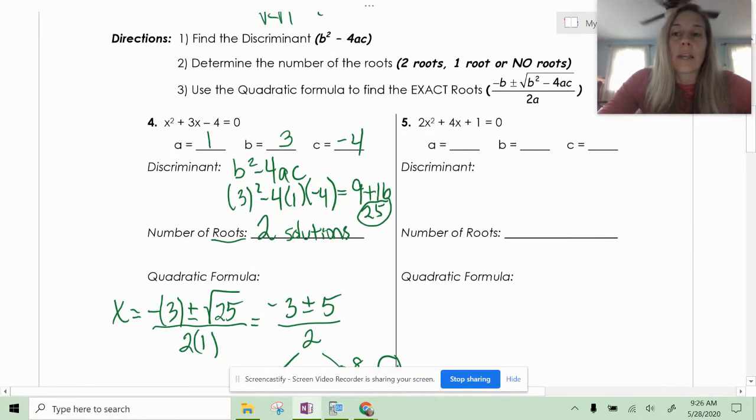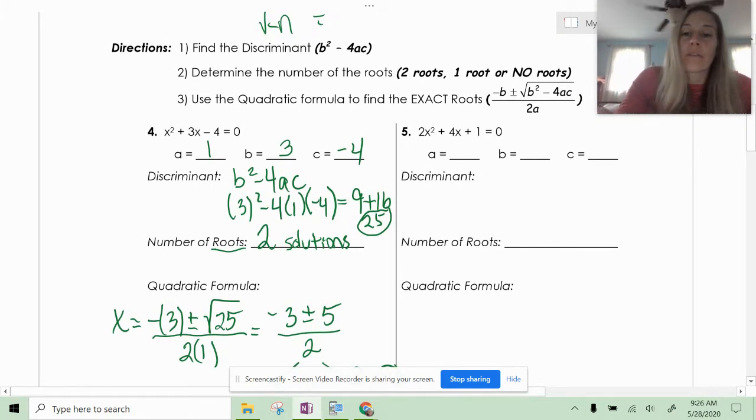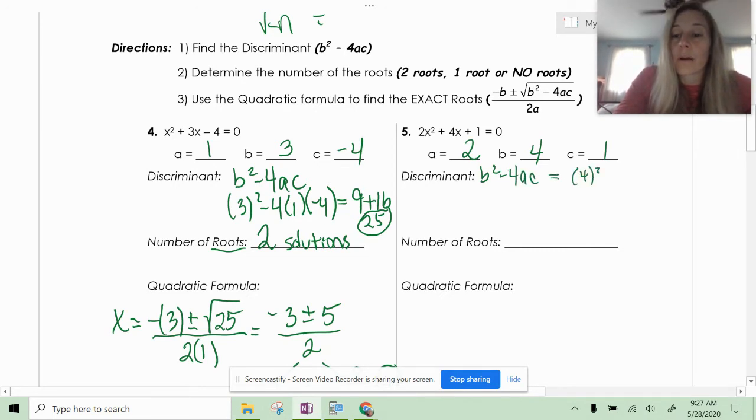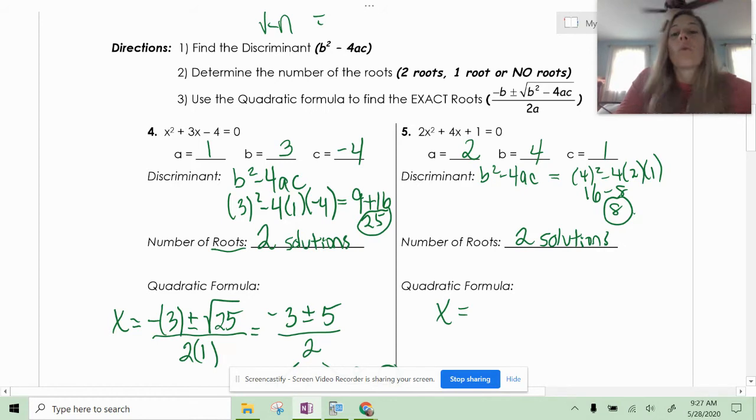All right, so let's take a look at number 5. So number 5, the A is 2, the B is 4, and the C is 1. So first we're going to find the discriminant, so the b squared minus 4ac. So we're going to do 4 squared minus 4 times 2 times 1. So 16 minus 8, which is 8. Now again, this is a positive answer, so there are going to be two roots or two solutions. So to find them, we're going to finish using the quadratic formula.